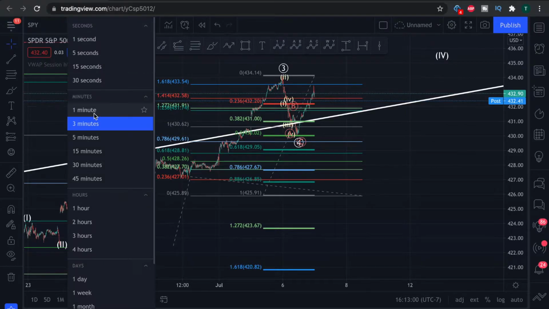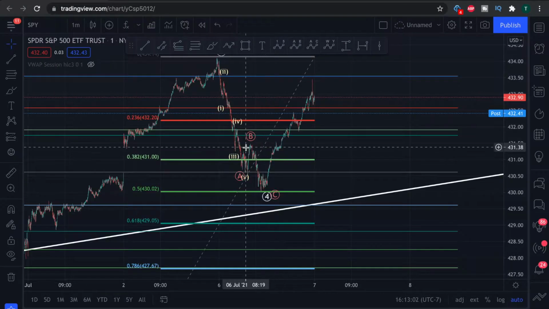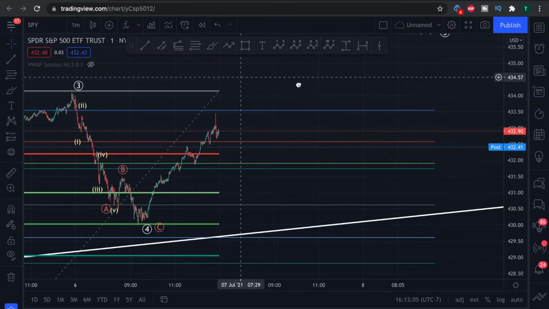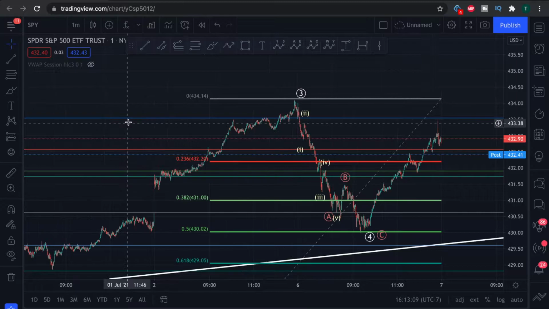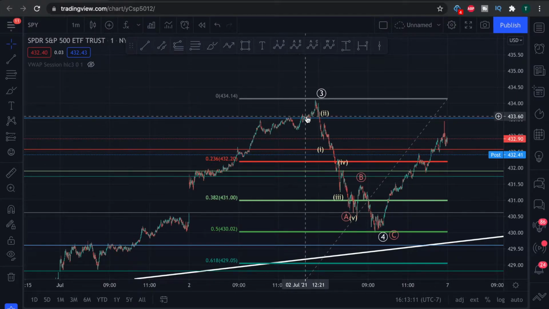So I want to zoom in on that, and I'm actually going to go down to the 1-minute time frame. So this allows us to zoom in really carefully on the price action that we saw today, minute by minute. So after we peaked at this wave 3 top, we basically failed to get past the 1.618 zone.